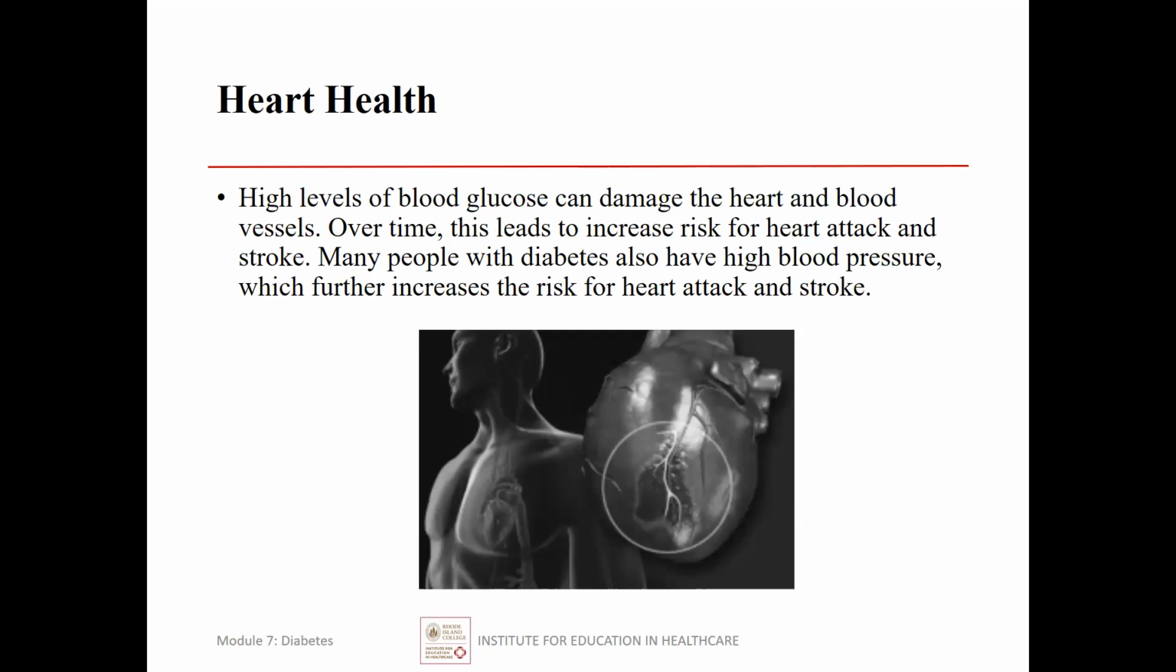High levels of blood glucose can damage the heart and blood vessels over time, and this can lead to increased risk for heart attack and stroke. Many people with diabetes also have high blood pressure, which further increases their risk for heart attack, stroke, and other cardiovascular diseases. Diabetics should therefore be followed carefully for high blood pressure and should follow lifestyle guidelines to reduce their risk of heart disease and stroke. Again, fortunately, many of these guidelines are the same as the diabetes guidelines: a healthy diet, regular exercise, stop smoking, treat high blood pressure, treat high cholesterol.